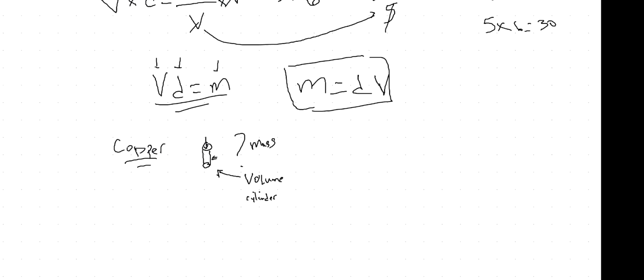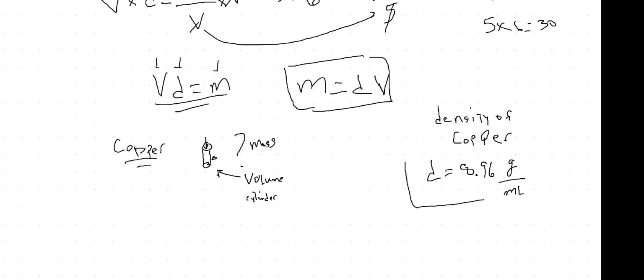But I want you to put this on the side. They give us in the lab the density of copper. Isn't that nice? It's on page 1 or 2 of the lab write-up. Density of copper, D, is equal to, what is it, 8.97 or something like that, I think 8.96 grams, the mass, over the volume, per milliliter. This is a given, so we know this number.